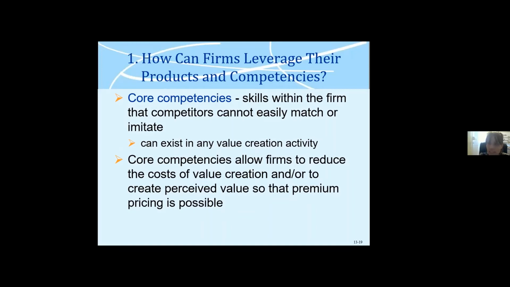Such skills are typically expressed in product offerings that other firms find difficult to match or imitate. For example, Toyota has a core competence in the production of cars. So it is able to produce high quality, well-designed cars at a lower delivered cost than other firms in the world. Or another example, McDonald's has a core competence in managing fast food operations.